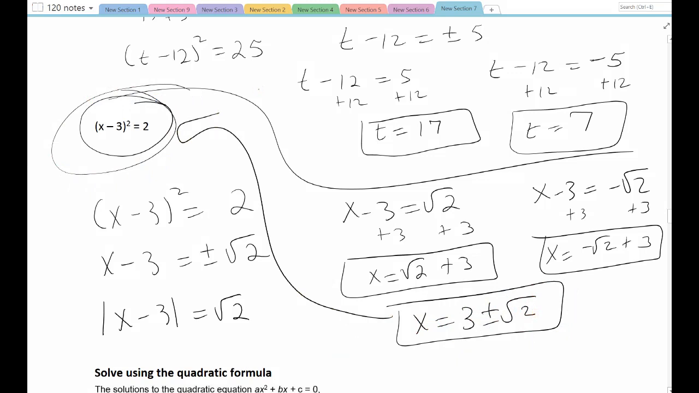Alright, so that's the square root property of solving quadratics. Next one will be the quadratic formula, and that's the next video.